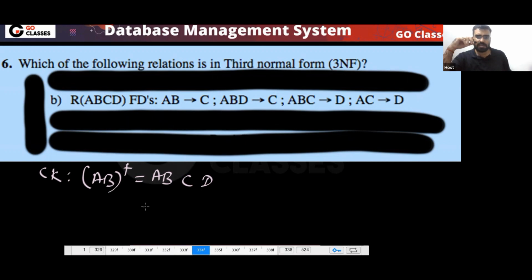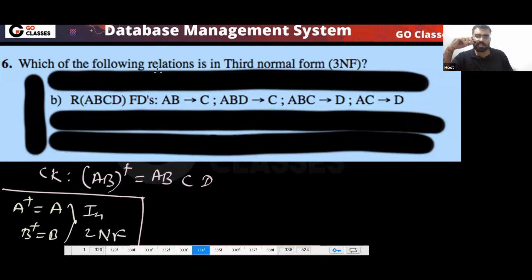Check for 2NF. Is this relation in 2NF? What is A plus? A plus is A. What is B plus? B plus is B. So this relation is definitely in 2NF, because for the subsets of the candidate key, A plus is A and B plus is B. Agree?